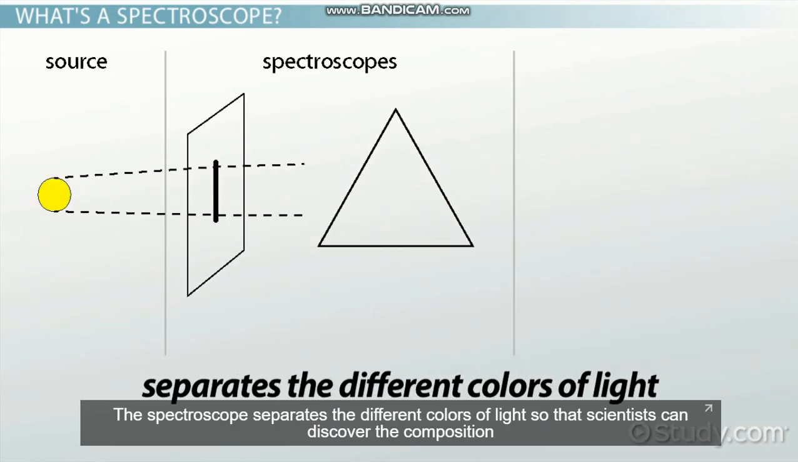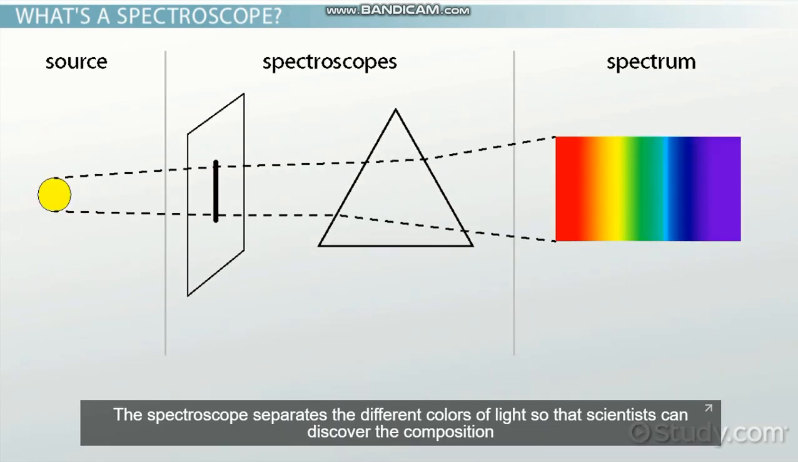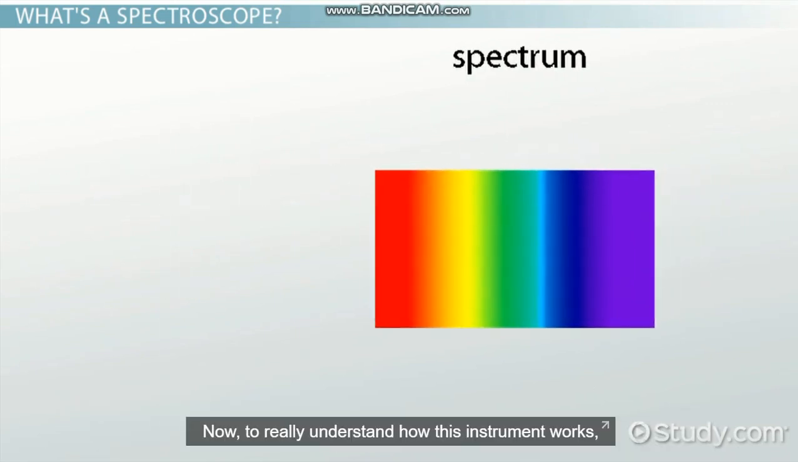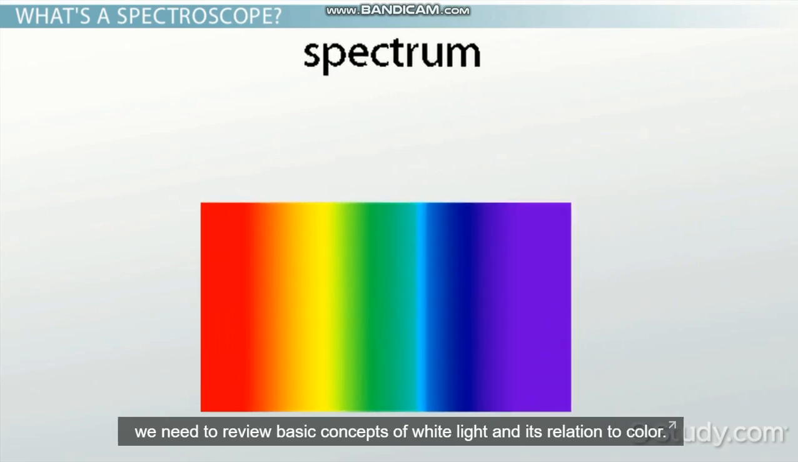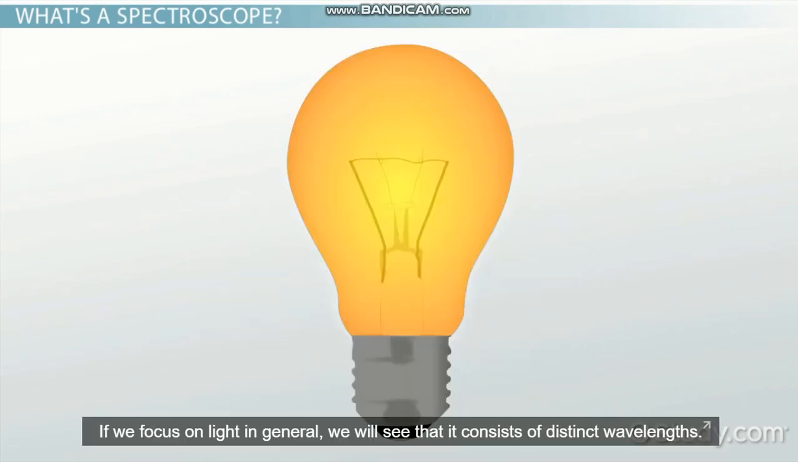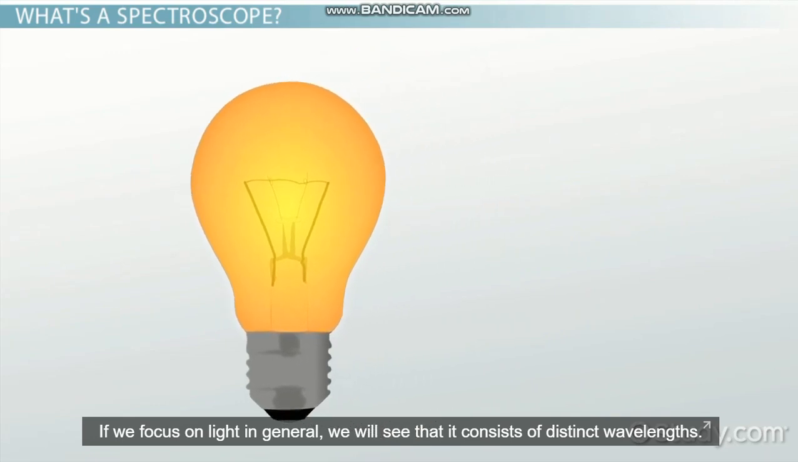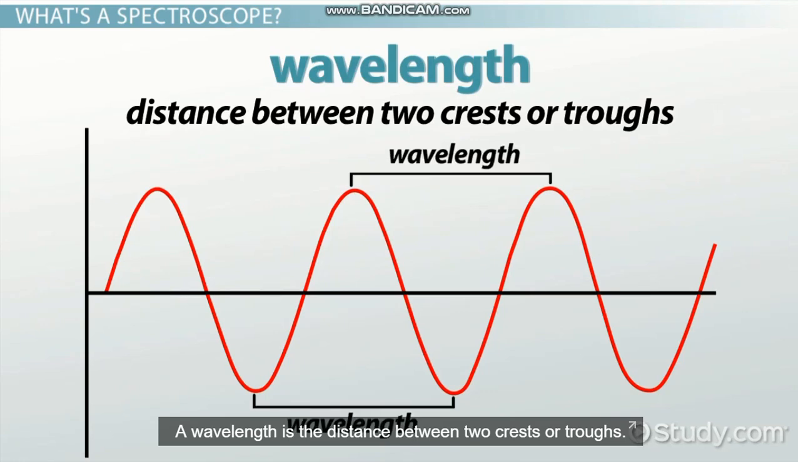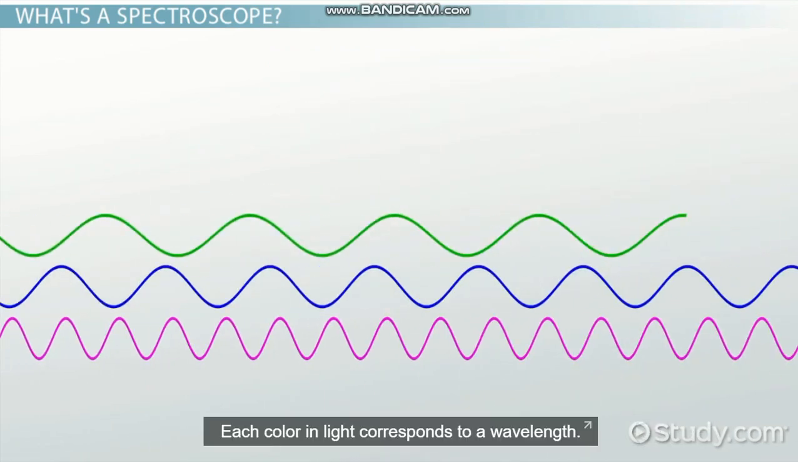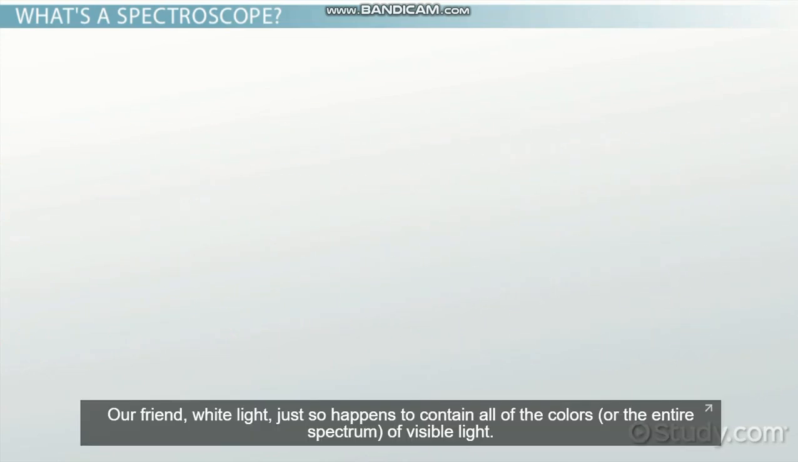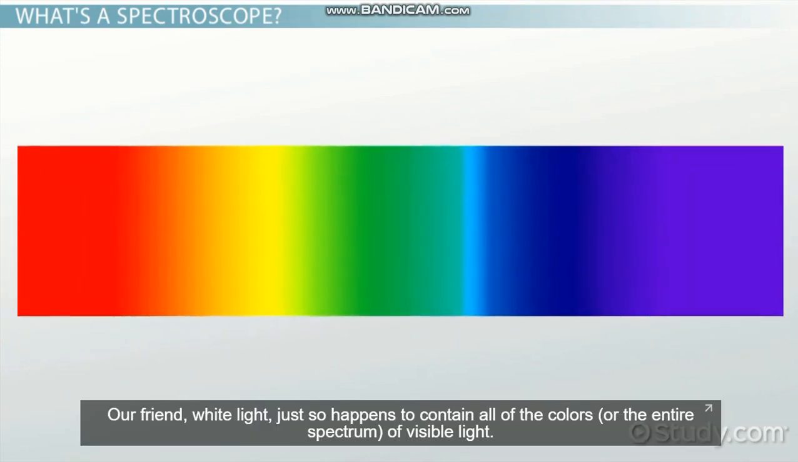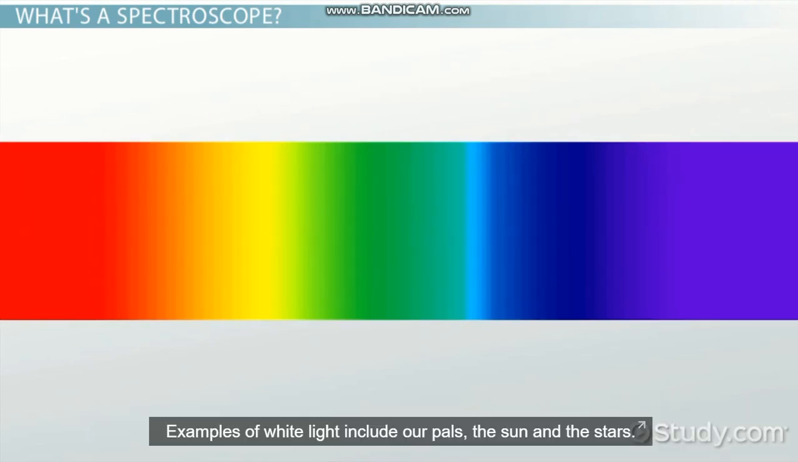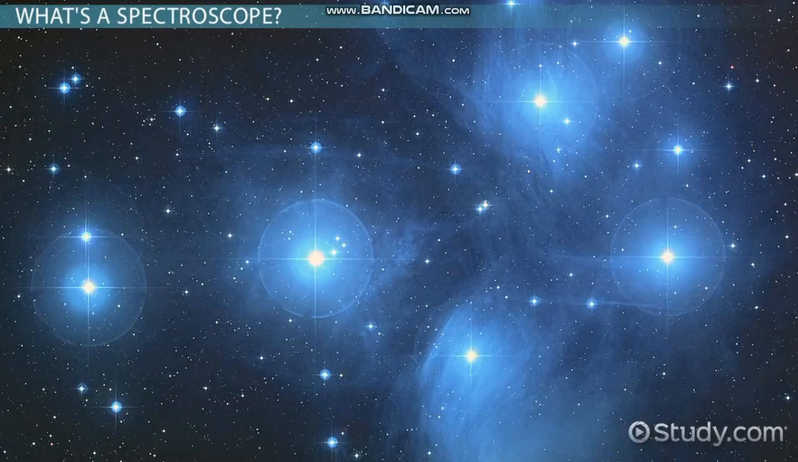The spectroscope separates the different colors of light so that scientists can discover the composition of an object. Now, to really understand how this instrument works, we need to review basic concepts of white light and its relation to color. If we focus on light in general, we will see that it consists of distinct wavelengths. A wavelength is the distance between two crests or troughs. Each color in light corresponds to a wavelength. Our friend, white light, just so happens to contain all of the colors, or the entire spectrum of visible light. Examples of white light include our pals, the sun and the stars.